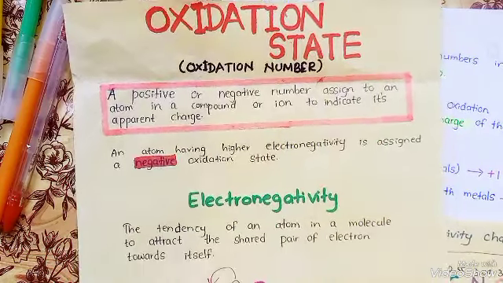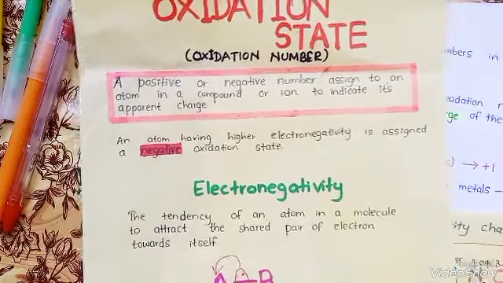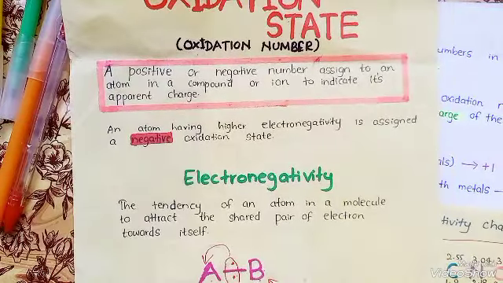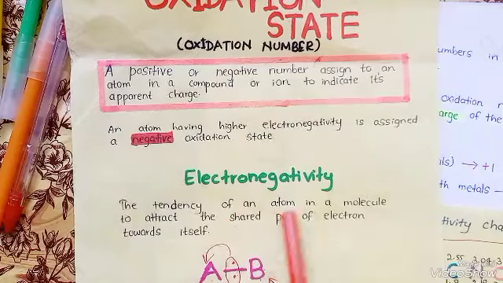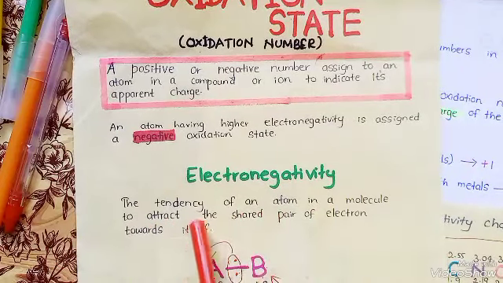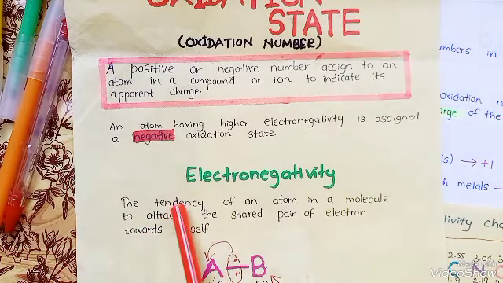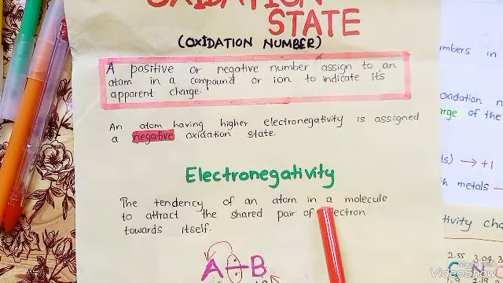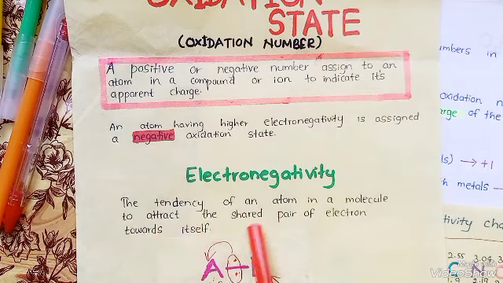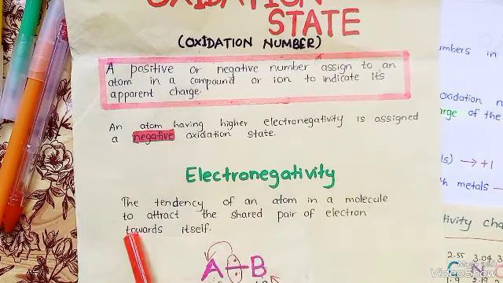So let's look at what is electronegativity. The electronegativity is the tendency of an atom in a molecule to attract the shared pair of electrons towards itself.